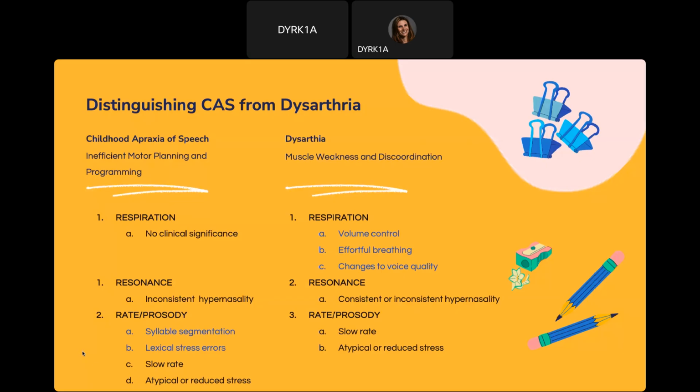And this can actually have a surprising effect on intelligibility. You'll see it too in dialects. So for English, like British English, some of their prosody, their lexical stress will be different. And you'll be like, wait, I don't know what you're talking about. And then you figure it out. You're like, oh, I did understand what you're saying. It was just we have a different prosody or stress pattern in our dialect. So slow rate and then atypical or reduced stress. So this might be more monotone speech, more flat.